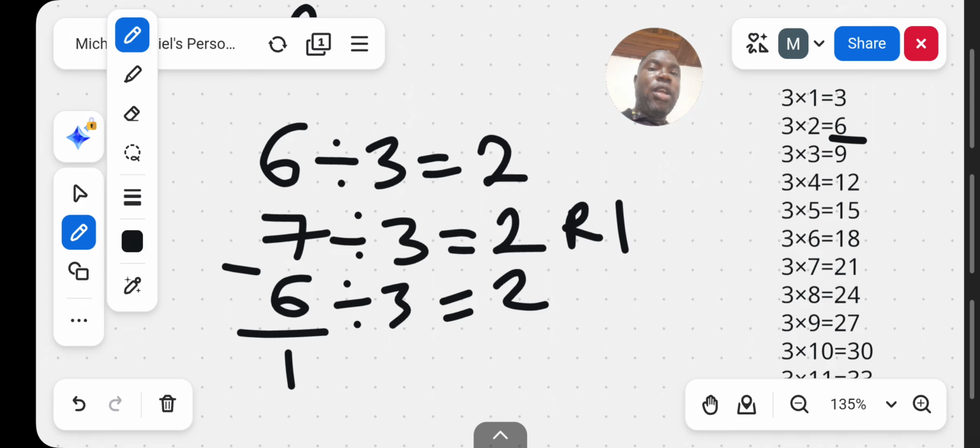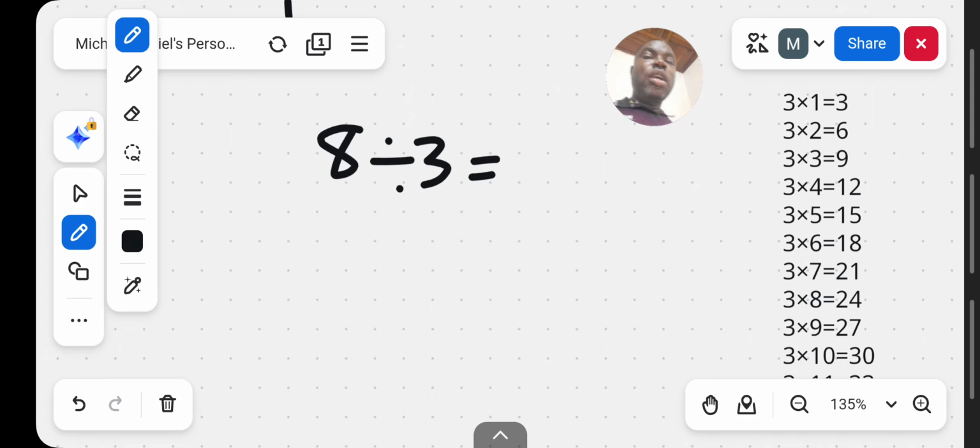Let's do more examples. Now, we have 8 divided by 3. If you read the 3 times table, I don't think you will get 8 as an answer. 3 times 1 is 3, 3 times 2 is 6, 3 times 3 is 9. So there is no 8. But you will notice that 8 is between 6 and 9. So because 8 is between 6 and 9, we ask ourselves the question using 6.